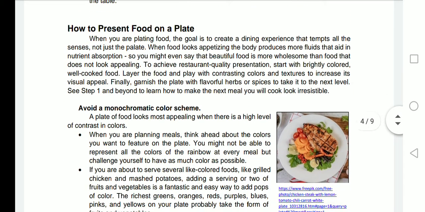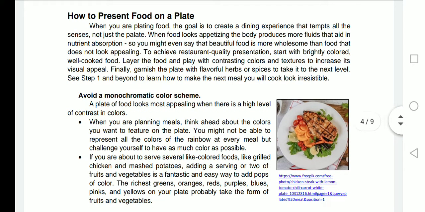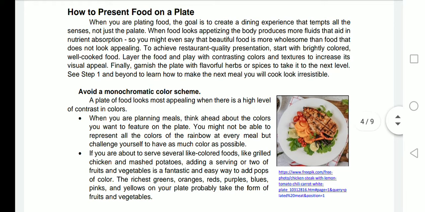Next one is how to present food on a plate. So, how are we going to serve the food on a plate? There is a trivia that when food looks appetizing, the body produces more fluids that aid in nutrient absorption. So you might even say that beautiful food is more wholesome than food that does not look appealing. So there is a scientific basis why we serve food with garnishing, with decoration. It is just because of this trivia.